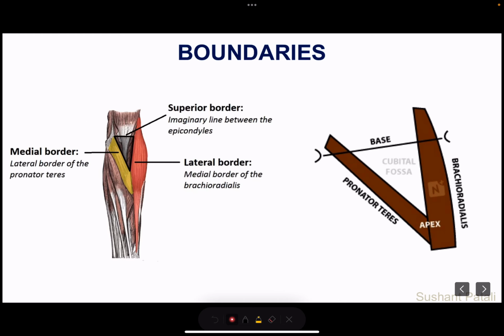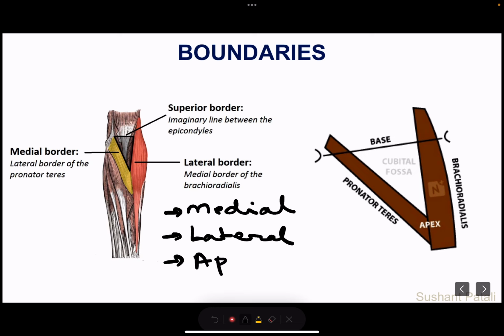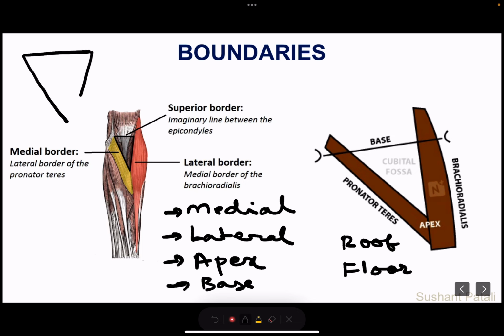Now, what are the boundaries of the cubital fossa? We have the medial boundary, the lateral boundary, and because it is a triangle, we have an apex and a base. In addition to this, we have a roof and floor. It is an inverted triangle, meaning the base is directed above and the apex is directed below.